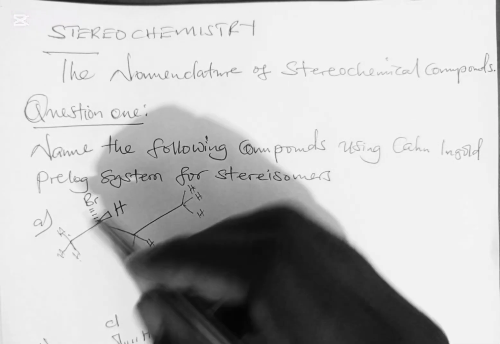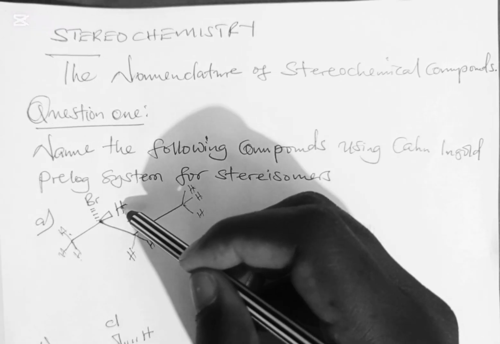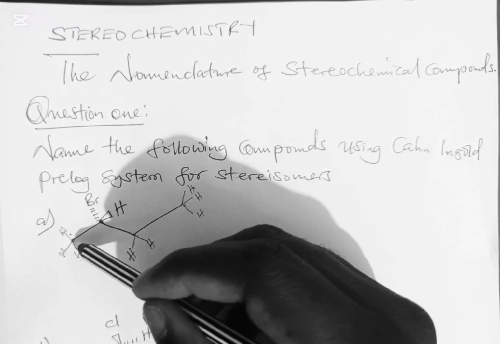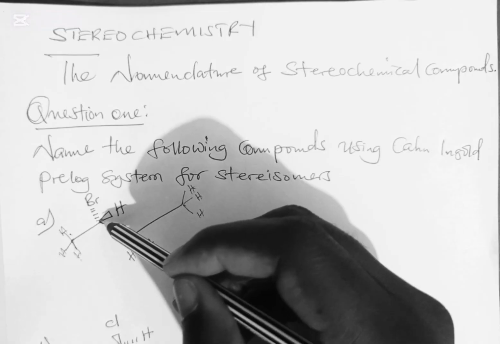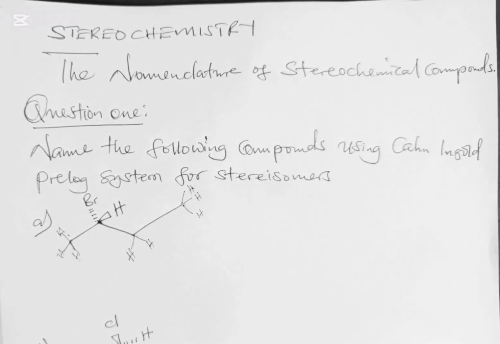So what we're going to do is, you see that we have got bromine connected to this carbon, we've got hydrogen connected to this carbon, and we have a carbon here which is connected to this chiral carbon, and we have another carbon here which is connected to this chiral carbon. So we're going to consider that.